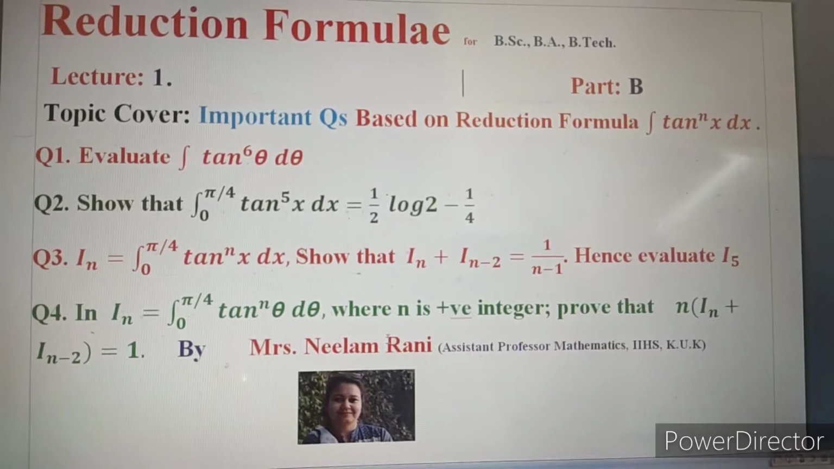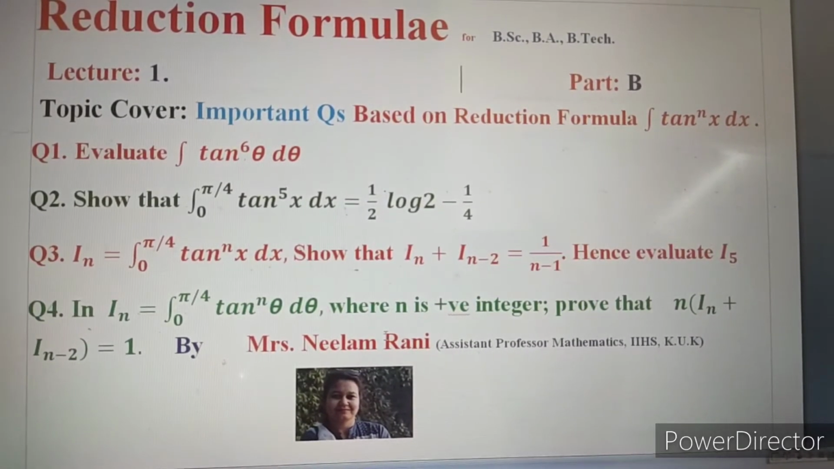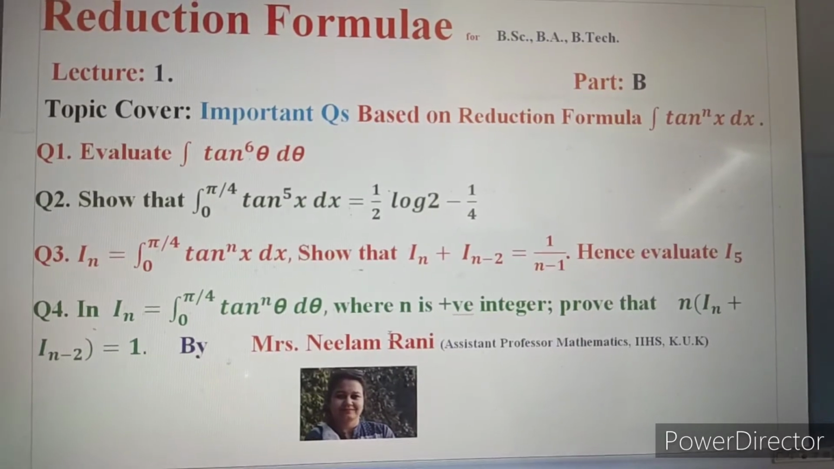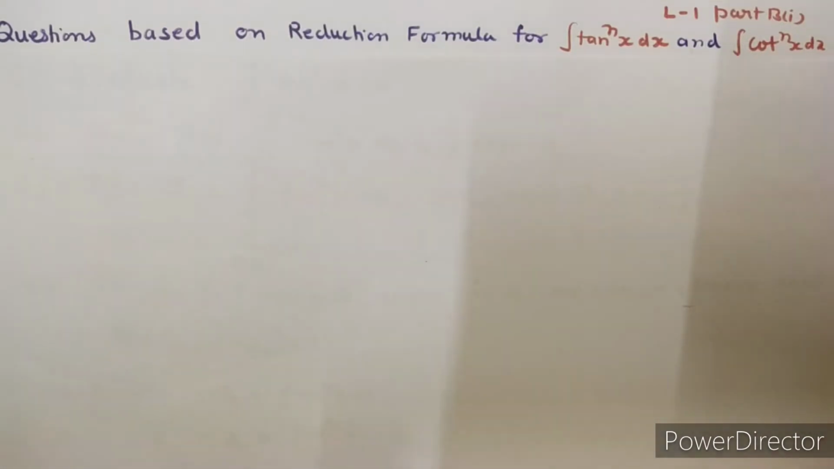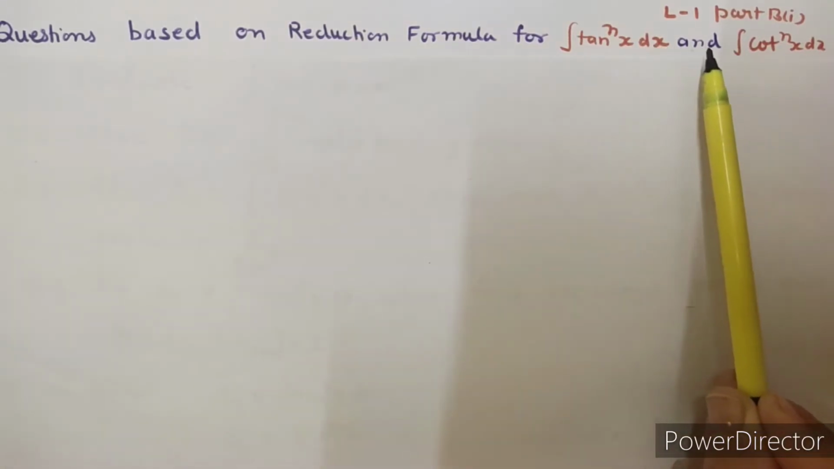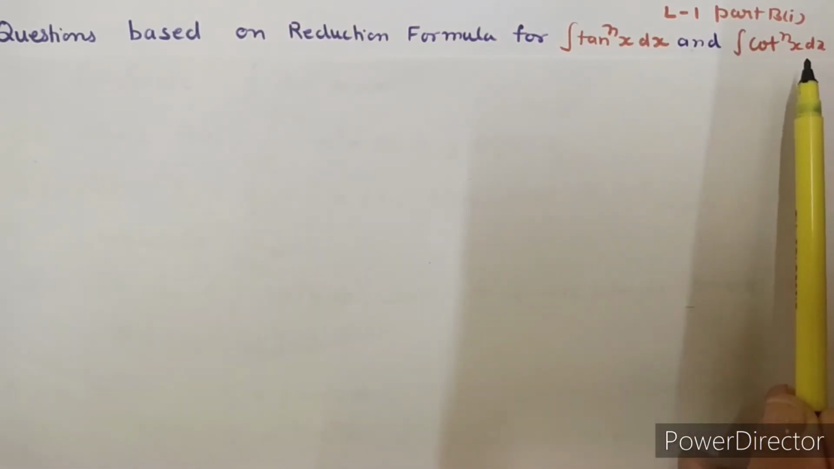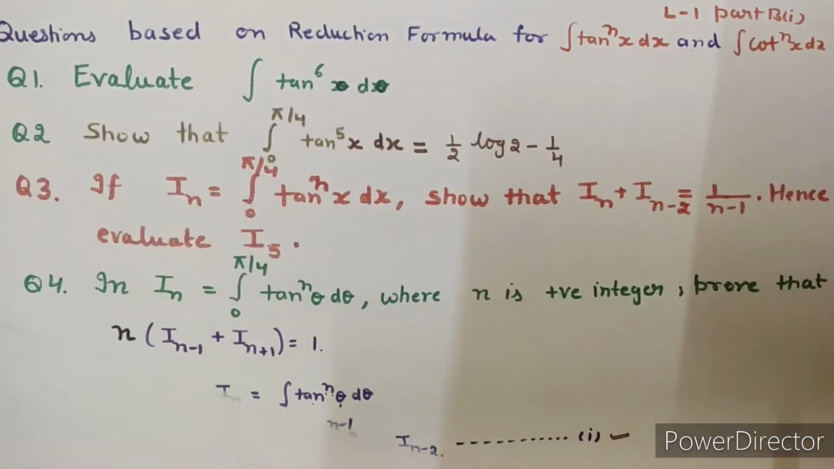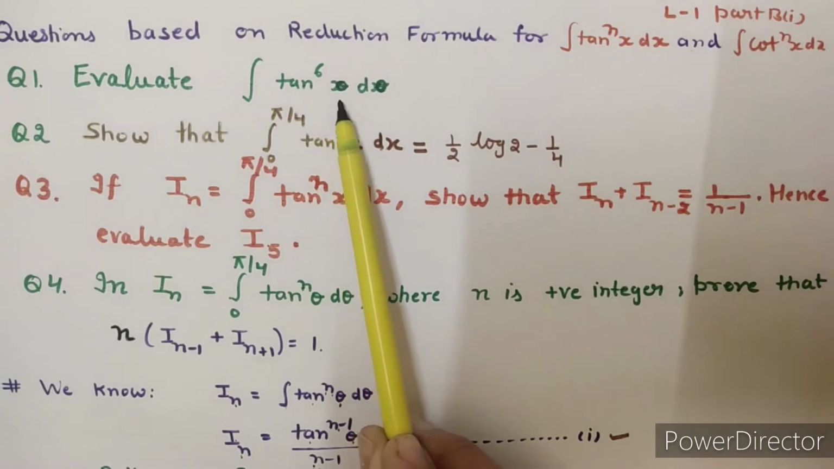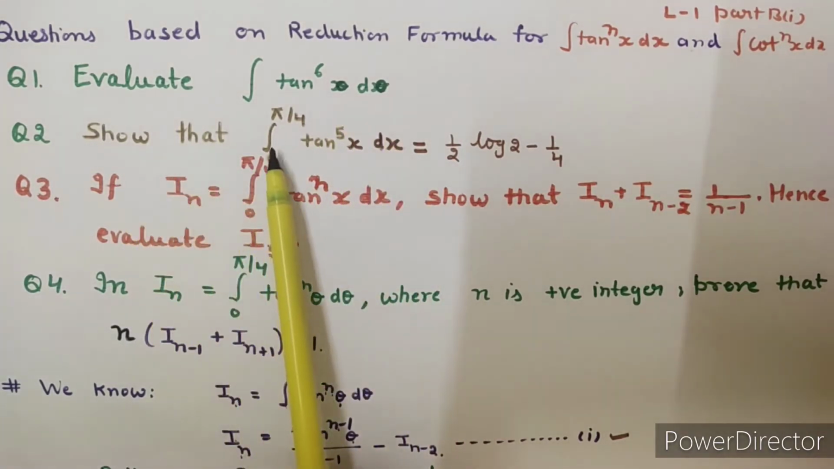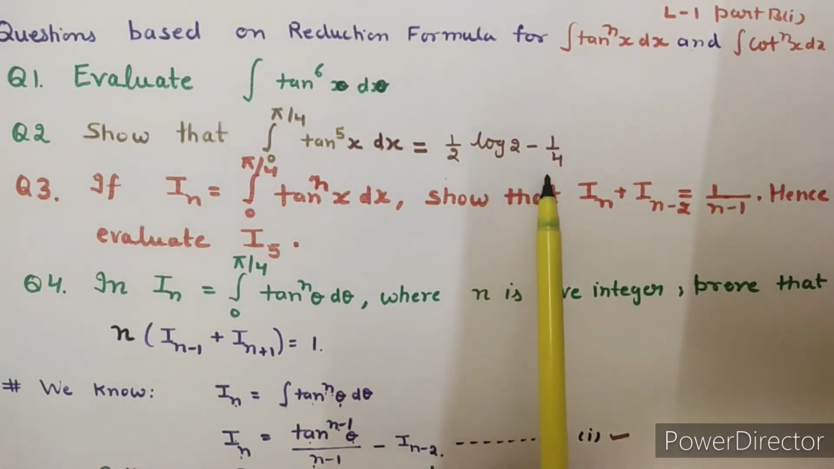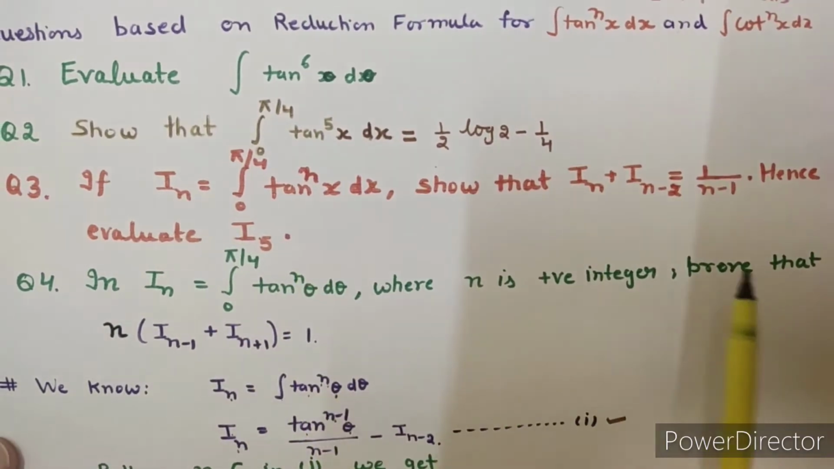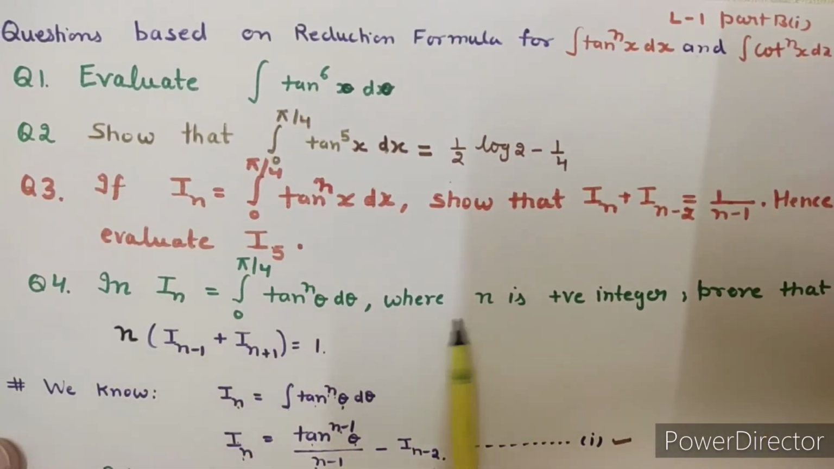In this lecture, we will solve these four important questions based on the reduction formula of integration tan^n x dx. Here is the list of questions based on the reduction formula of integration tan^n x and integration cot^n x dx. The first question is: evaluate the integral of tan^6 theta d theta. Then show that the integral from 0 to pi by 4 of tan^5 x dx is equal to 1 by 2 log 2 minus 1 by 4. Then this question, and the fourth question is this one.